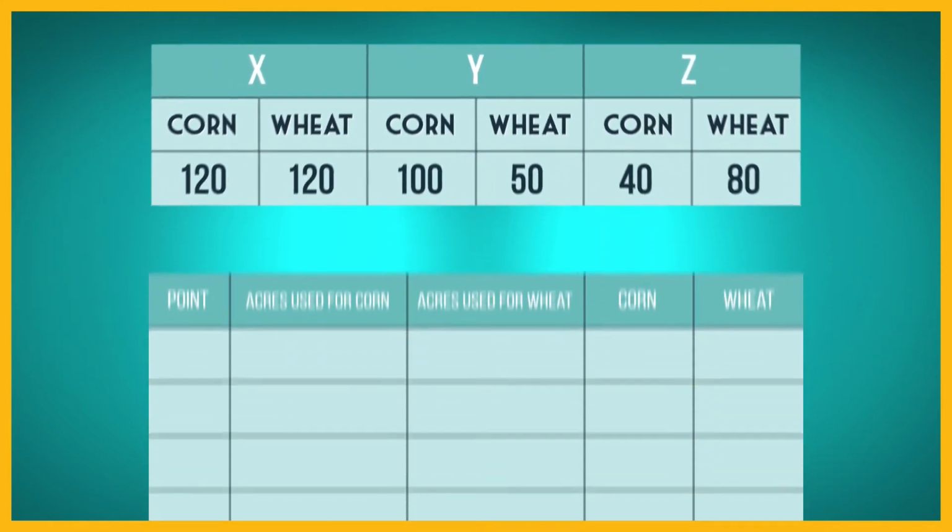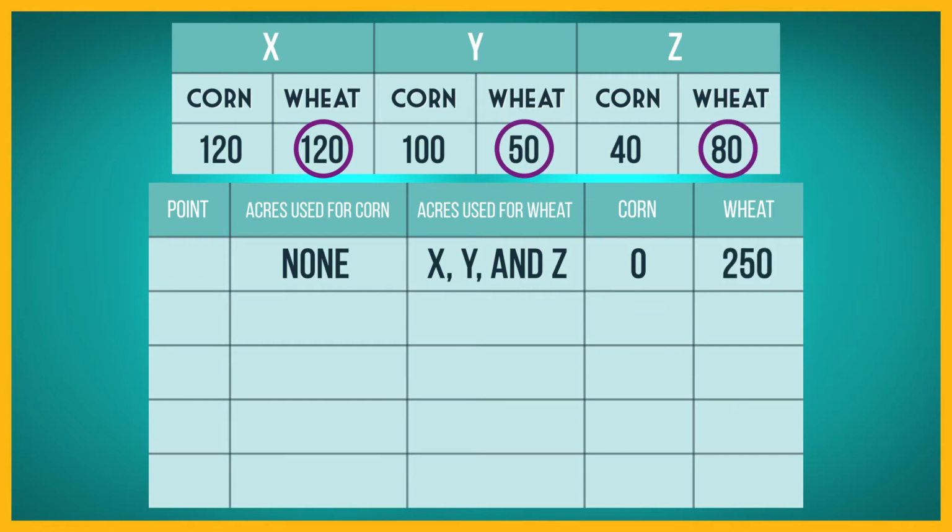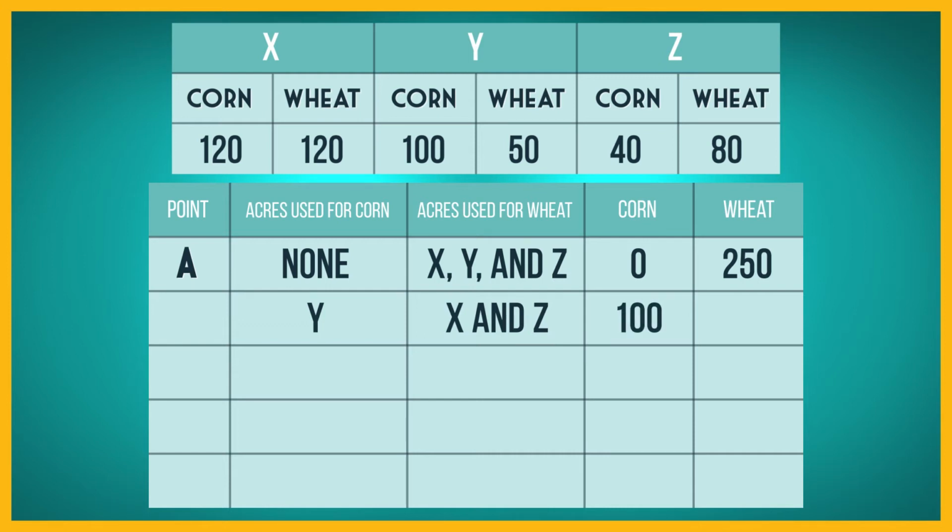its land. If no acres grow corn and all 3 acres grow wheat, we grow 0 bushels of corn, and 120 plus 50 plus 80 equals 250 bushels of wheat. This combination is point A on our graph. If Y grows corn and X and Z grow wheat, we grow 100 bushels of corn, and 120 plus 80 equal 200 bushels of wheat. This combination is point B.